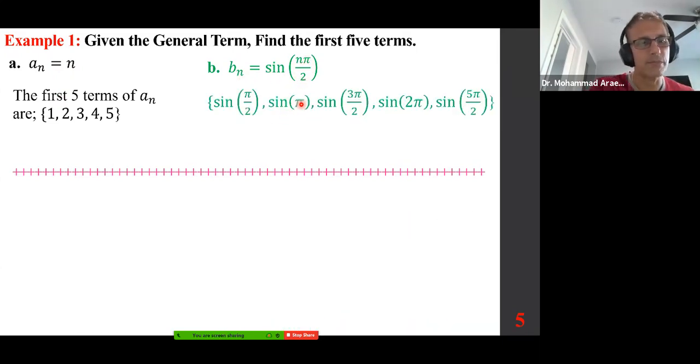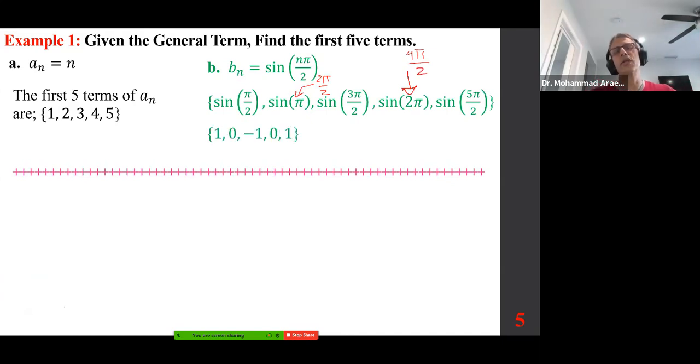And by the way, clearly, we can see that this one is 2 pi over 2. This one is 4 pi over 2. And here are the answers. For example, sine of pi over 2 is 1. Whether you remember it or not, I don't know, but I will go over that using the unit circle in a moment. First, I want to finish the page.